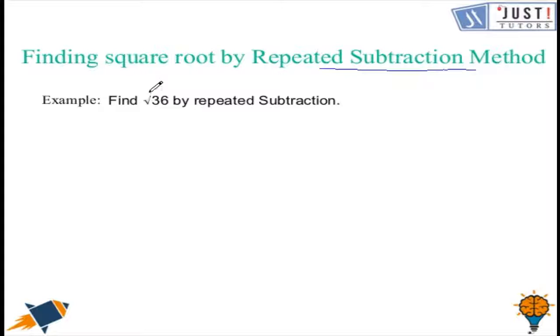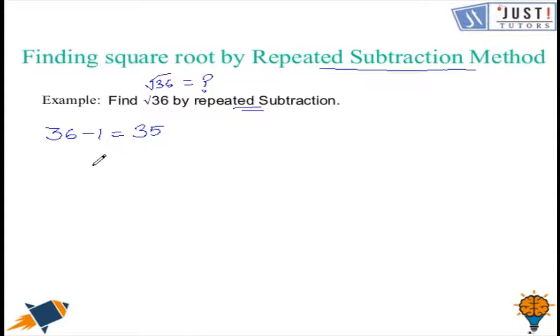Now this symbol says that it is the square root of 36. So we have to find the square root of 36 using the repeated subtraction method. That is our question. So let's start working with it. In this we take away odd numbers in a continuous order. How? Let's see. 36 take away 1 is 35.